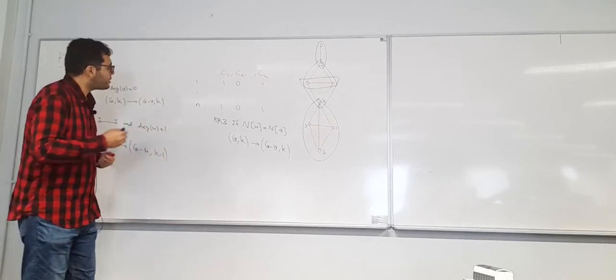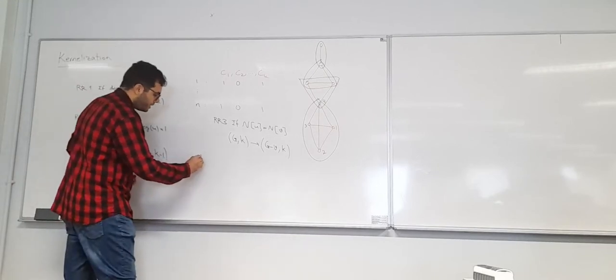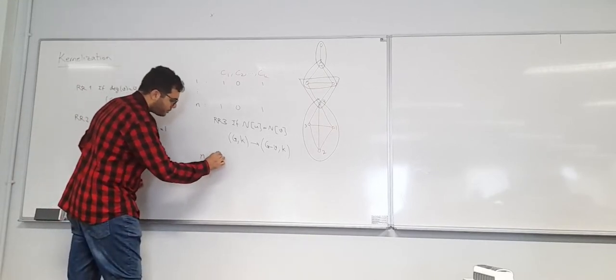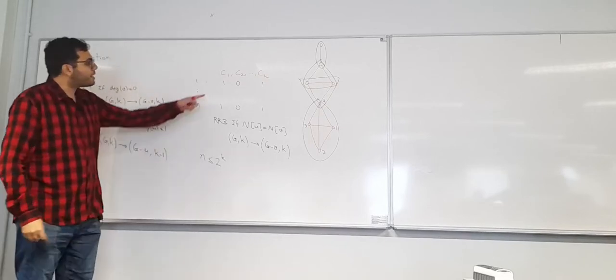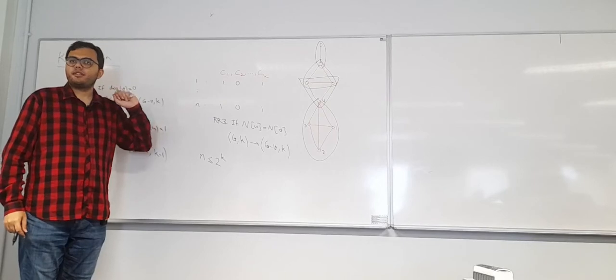So this basically shows that after I apply all of these rules, the number of my vertices, n, has to be at most 2 to the power of k, because I can have at most 2 to the power of k different sequences here, right?